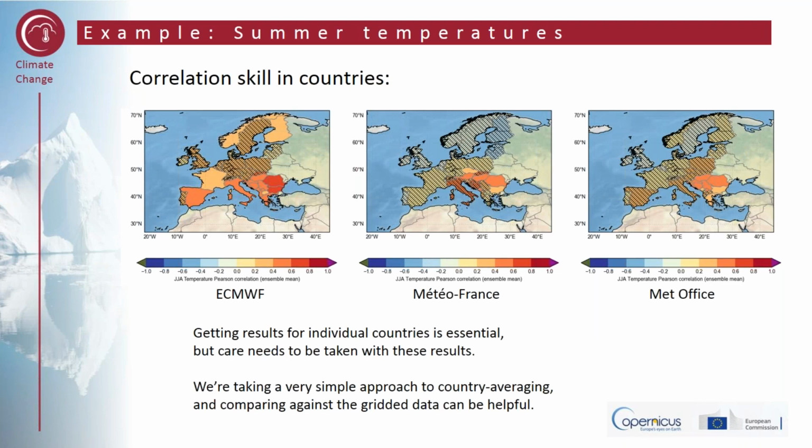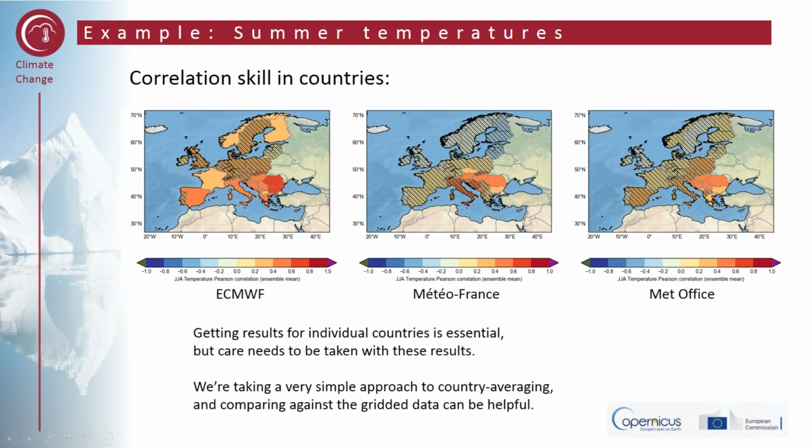So here we're looking at the skill of the country average time series. And sure enough, we get similar results to what we saw with the gridded data. So we've got this common area of skill in southeastern Europe, and then for ECMWF, you've got a few more countries there as well. So, I've masked out the areas here, I've scribbled them out where the skill isn't significantly different to 0, so we can focus on the areas where we think we've got significant skill.